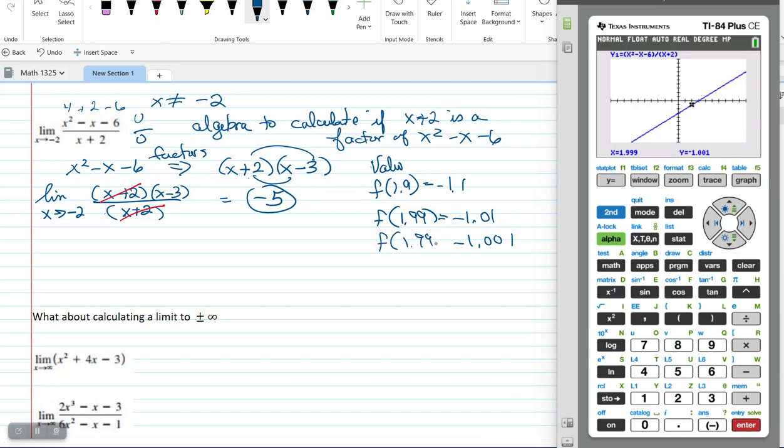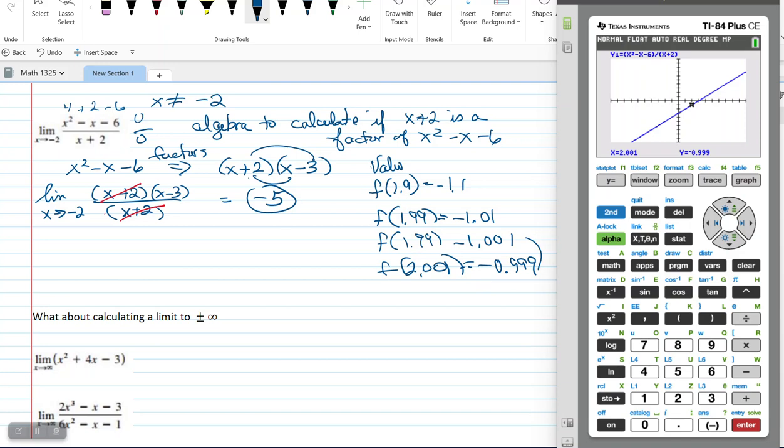So now I'm going to put f of x, sorry about that, f of 2.001. So I'm going to put 2.001. And it exists at negative 0.999. So we can see then that the limit is negative 1.